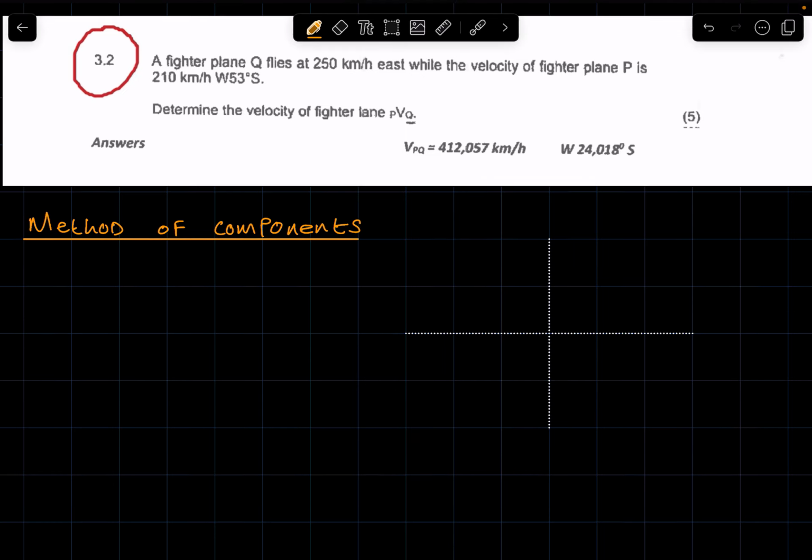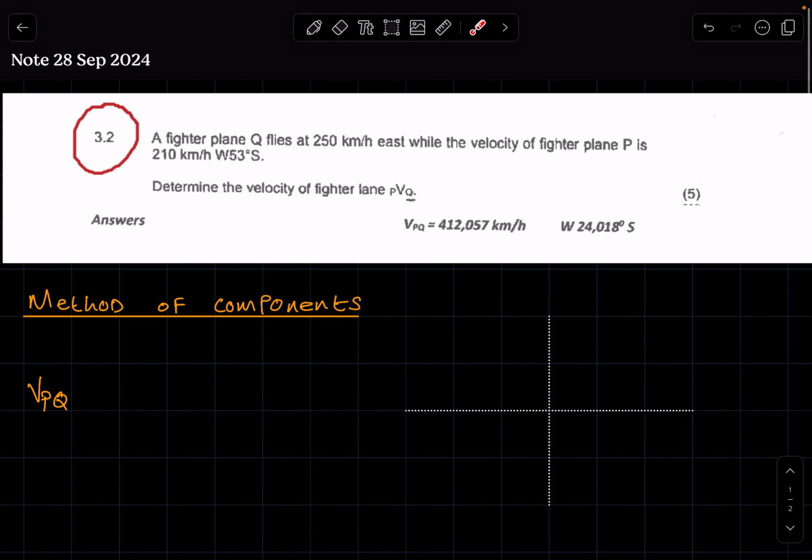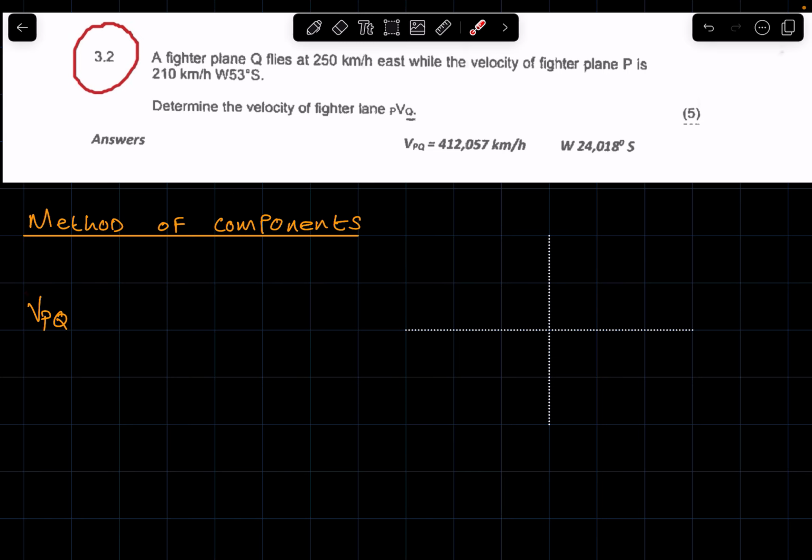Now, this could have also been denoted as follows. They also could have said VP relative to Q. So this can be denoted in one of two ways, either this way or this way. Either way, you look at the first letter. The first letter being P means that the object here is P and the frame of reference is Q. Very important that you identify which of the two is the object and which of the two is the frame of reference. Why is that important?